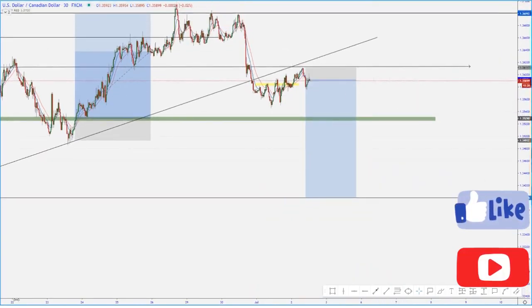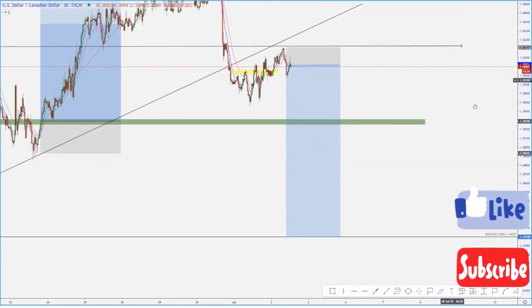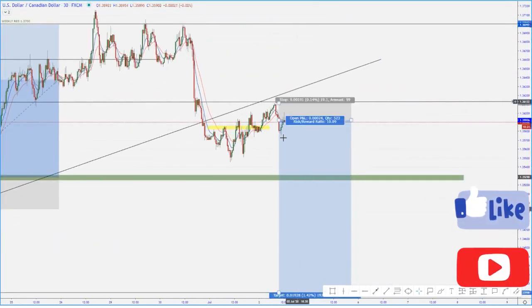So that's what I wanted to talk about, guys, using the index to basically get directional bias of the market.